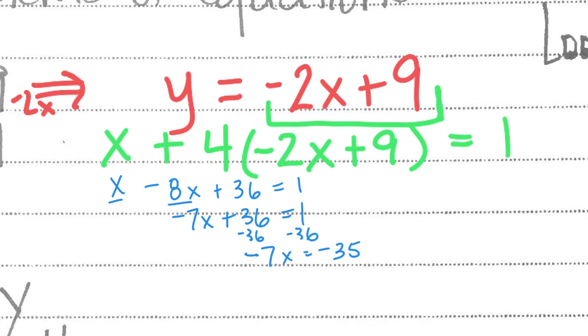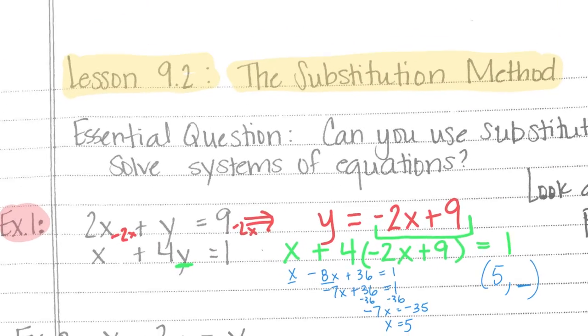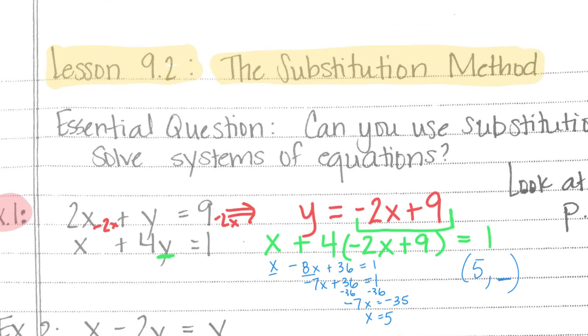So what is x equal to here? Good, x is equal to positive 5. And that was our goal, we want an x and a y. We have to find out what that y will be. So we can take that 5 and plug it right back in for our x. Negative 2 times 5 plus 9. Negative 10 plus 9 is equal to negative 1, and that was my y.